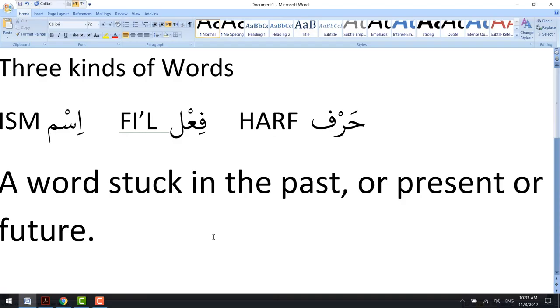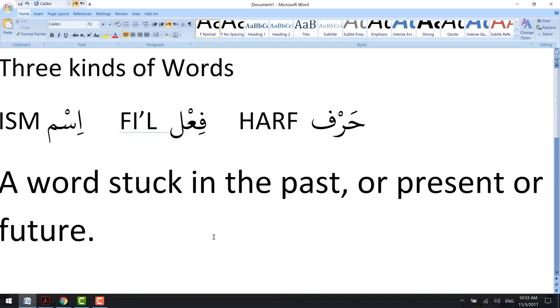And sometimes in the English language, they're not one word, they're a combination of words like will eat or was eating. Those are two words, and they go together to make one verb, in a sense. And that's how we have to think about fi'l, right? So a word stuck in the past or present or future.